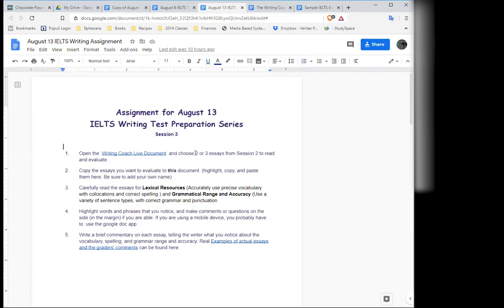You by yourself are going to choose 2 or 3 essays that other people have written to read and evaluate this week. You're going to copy those essays that you want to evaluate into this document right here, okay? Into this assignment for August 13th document. You're going to highlight it, copy and paste it, and add your own name.